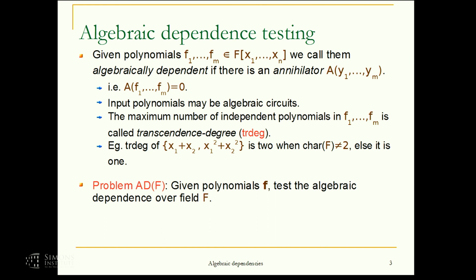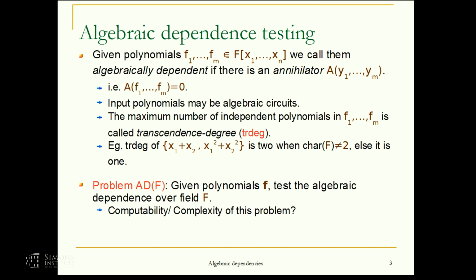The problem of ADF is defined as: given these polynomials in some form, test the algebraic dependence over this field. So you just have to answer yes or no. And the quantitative version will be to compute the transcendence degree.